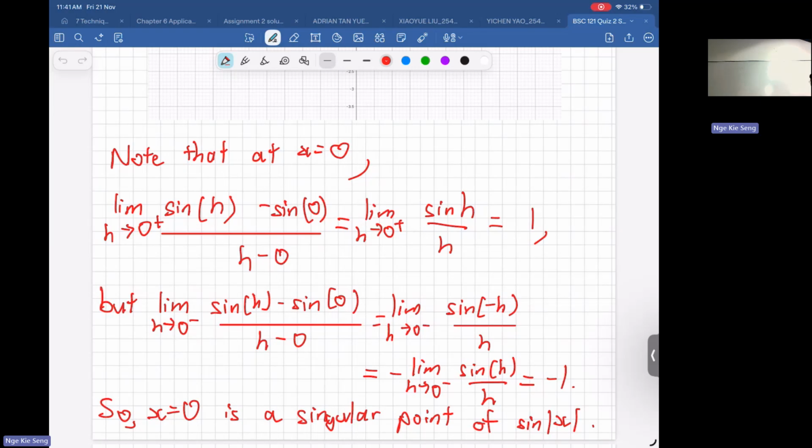So the derivative of the secant doesn't exist. Take the limit of sin h minus sin 0 over h minus 0. On one side it is 1, on the other side it is minus 1. If you still remember, this is how we proved that modulus x is not differentiable at 0. This is the thing you want to take note of. For sure the exam will test you on this, so you want to take note of this kind of thing.